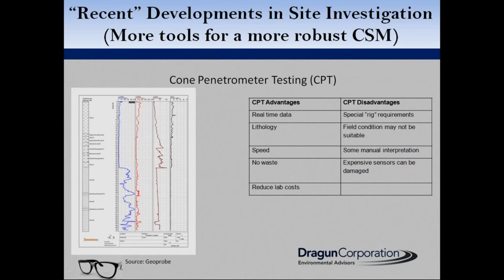We get detail on the geology. It's quick. We're not creating any waste at all using this method. And there's no laboratory testing because we're not collecting any soils at this point.